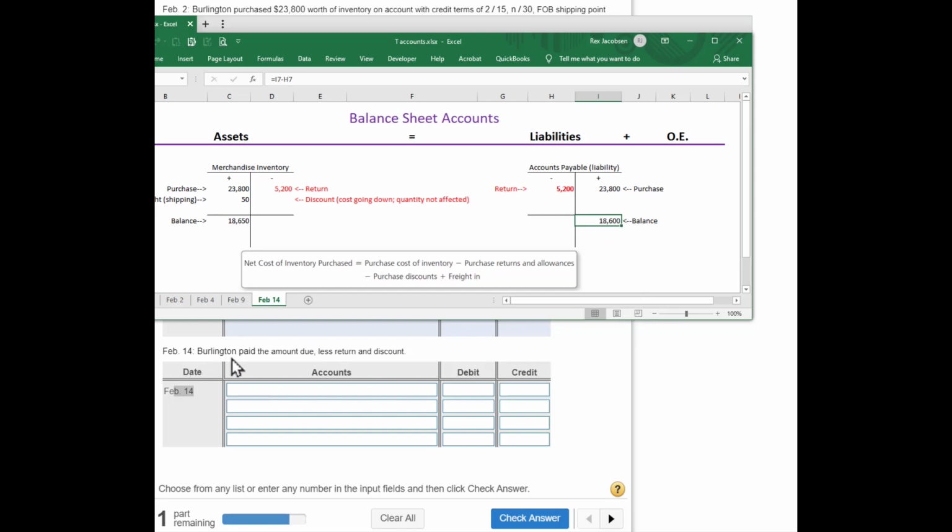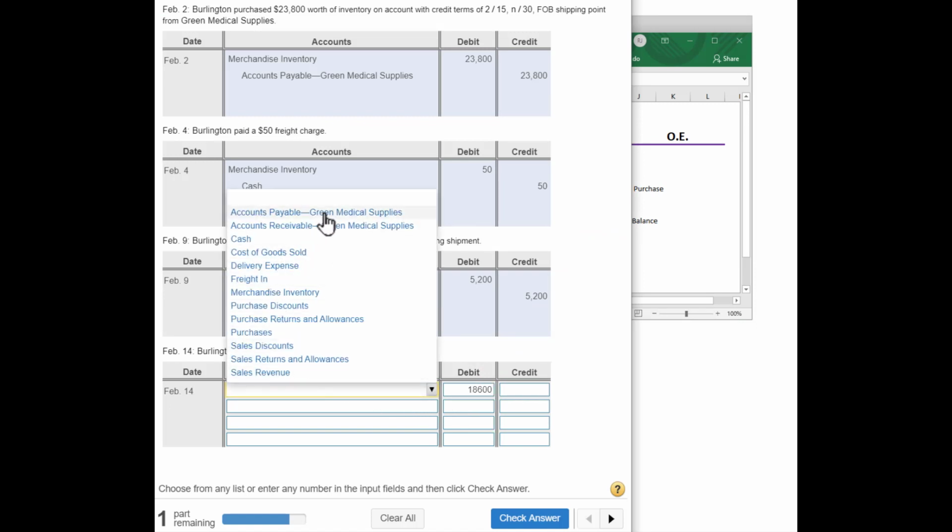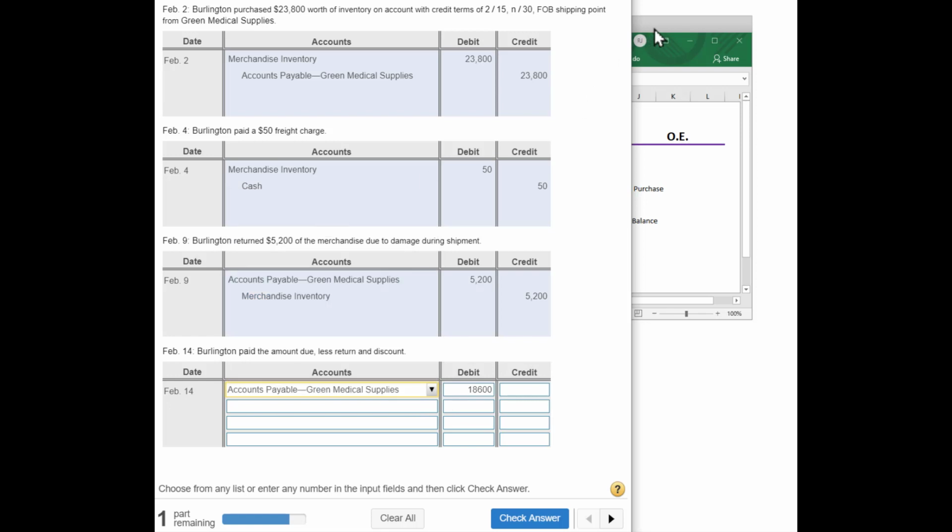So notice it says we paid the amount due. So what happens to this $18,600 balance when we pay it off? We have to get rid of this because it's going to be zero. So how do we get rid of a credit balance? We need to debit AP for $18,600. So AP is going down by that amount.